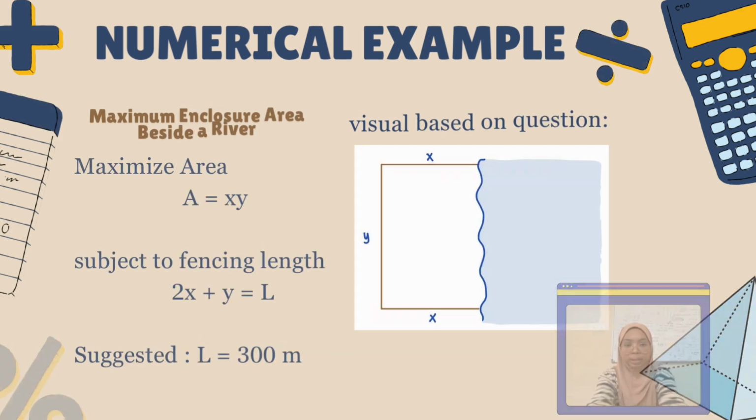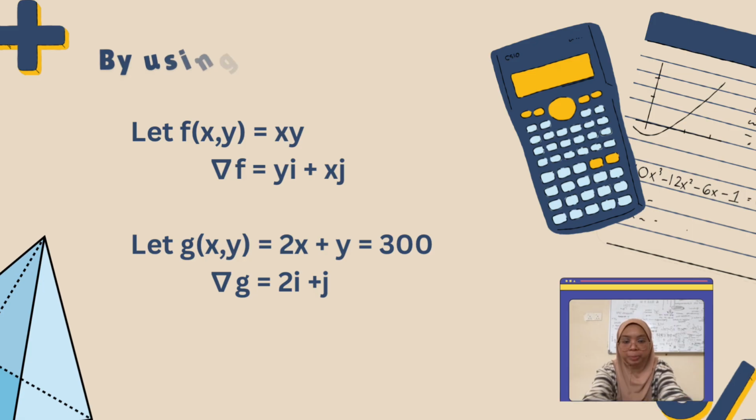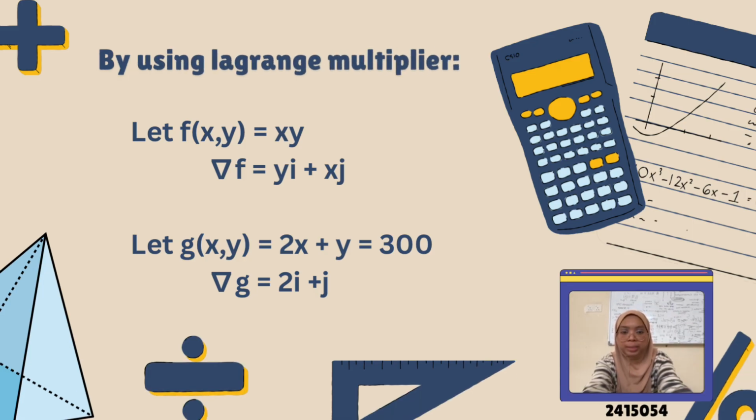In my part, I will solve the numerical example from this question, which is about maximizing the area of a rectangular enclosure built beside a river. Since one side along the river is not required, fencing is only needed on 3 sides of the rectangle. Also, we are given that the total length of fencing is 300 meters, and our objective is to find the dimensions that give the maximum possible area. To solve this problem, we use the method of Lagrange multipliers.